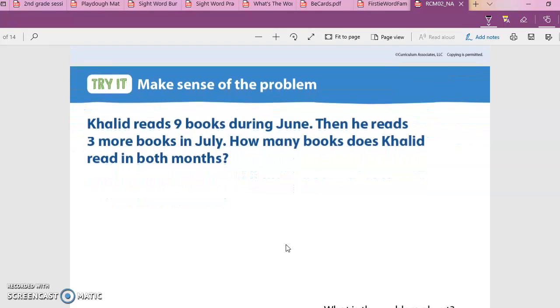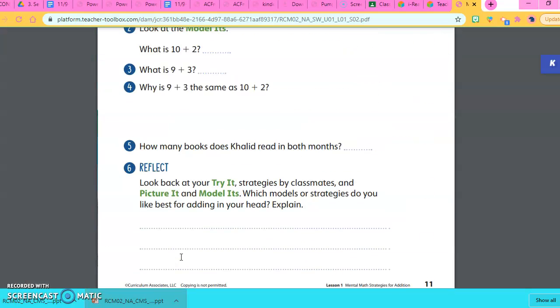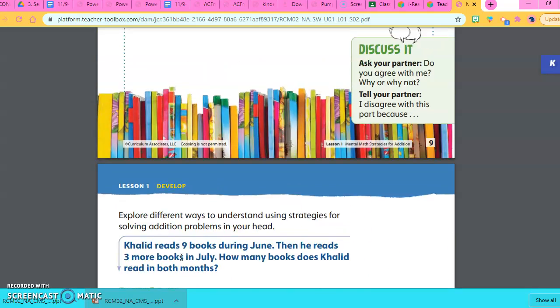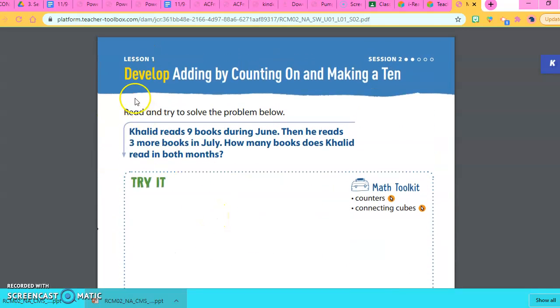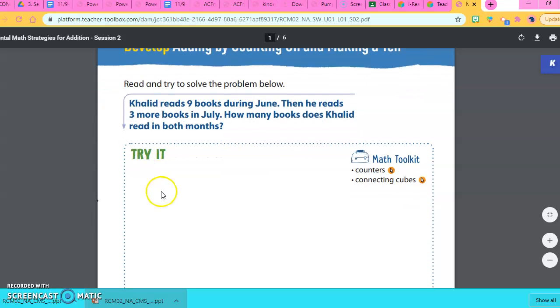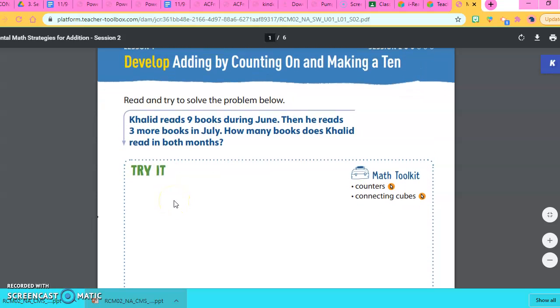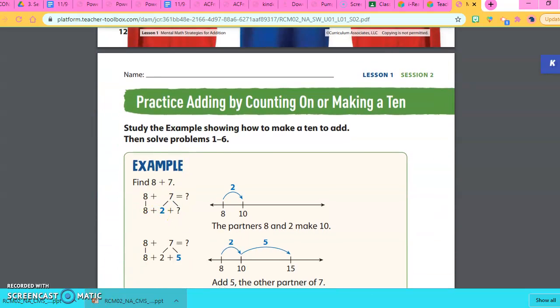Your page looks like, let me show you. Your page looks like this, right here with books at the bottom. And it says, Lesson 1, develop adding by counting on and making 10. This problem right here is the one that is on my slide. So you're going to need this page to follow along with me. Okay, let me scroll back down here.